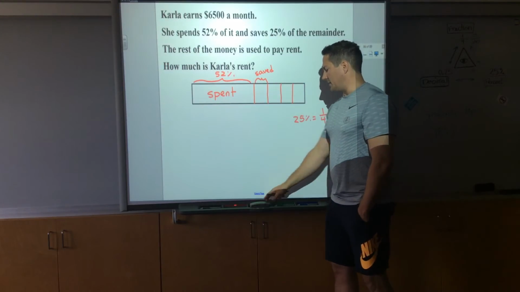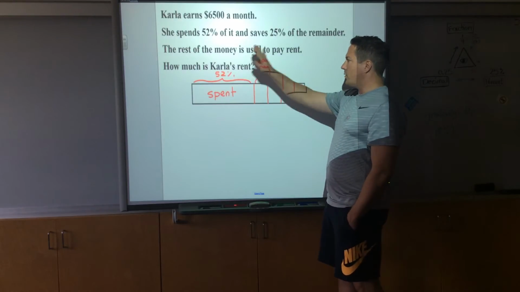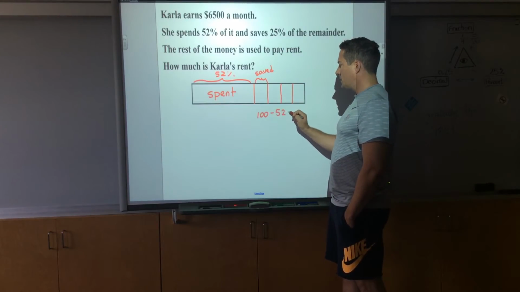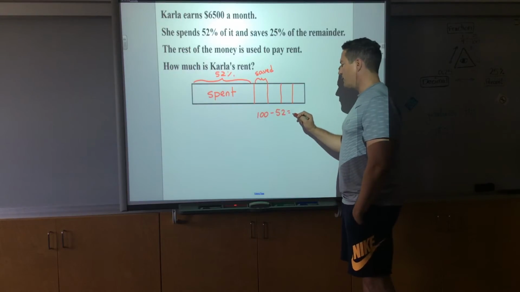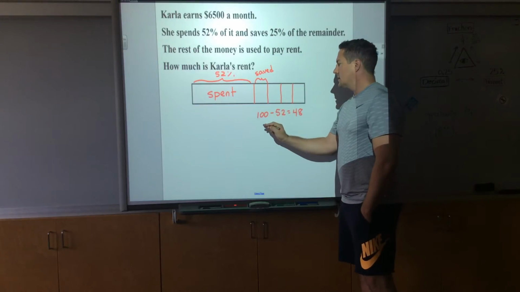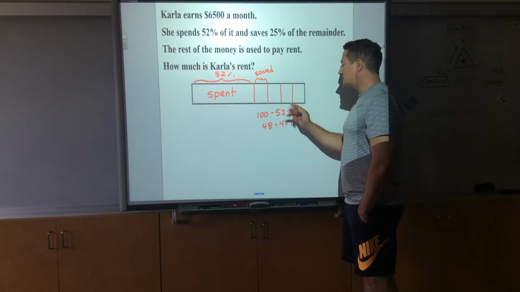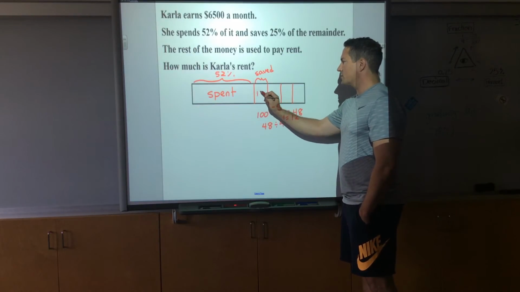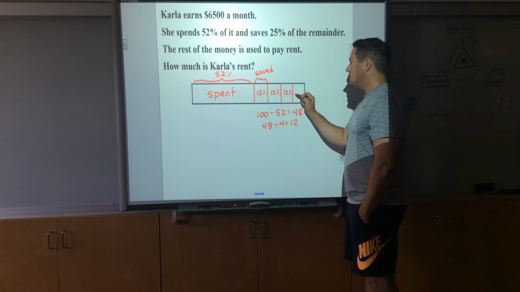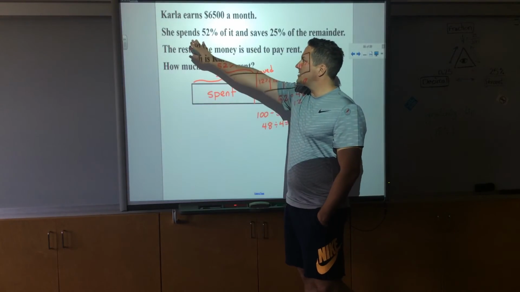Now, here's where it gets interesting. I'm going to erase this. This is 52%, which means this has to be 100 minus 52%. And if you do the math, you'll see that that is 48. Now there's 1, 2, 3, 4 pieces. So if I do 48 divided by 4, I know that each slice here is 12%. 12%, 12%, 12%.